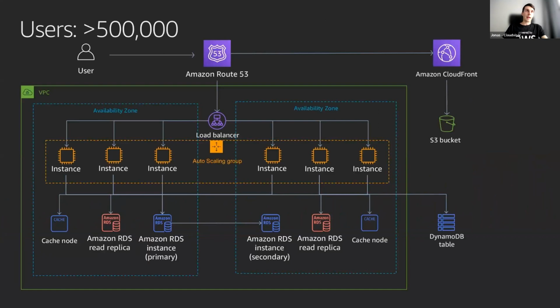And at the 500,000 users mark, we actually start implementing auto scaling. We create an auto scaling group. Actually, it was a lot of work to get to 500,000 users, but this infrastructure is now enterprise grade, and it should be able to cope with such a number of requests.